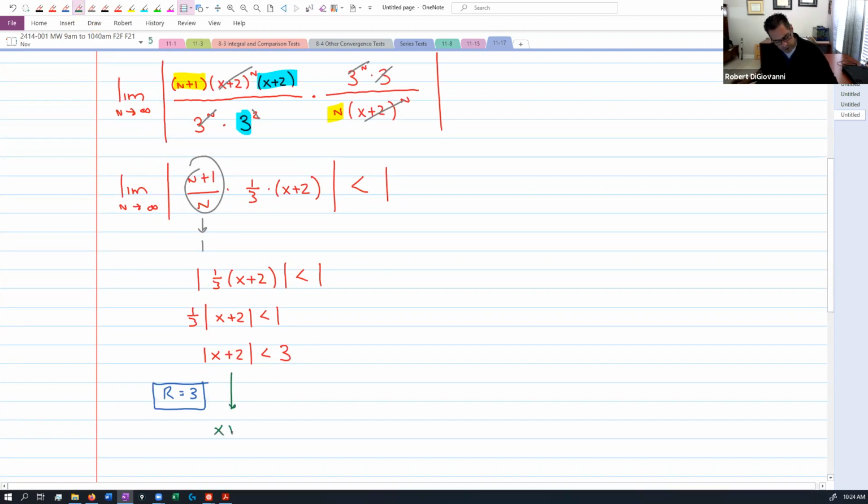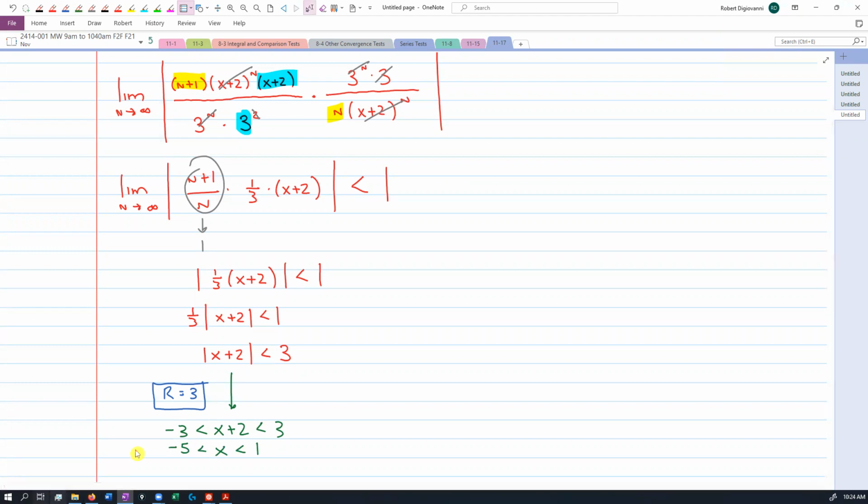Convert this, x+2. Now I'm going after the interval of convergence. Drop the absolute value, create the string of inequalities, and now subtract 2 from everything. -5, 1. You all right with that? What next? The endpoints. Check them. I've got to check -5 and 1.